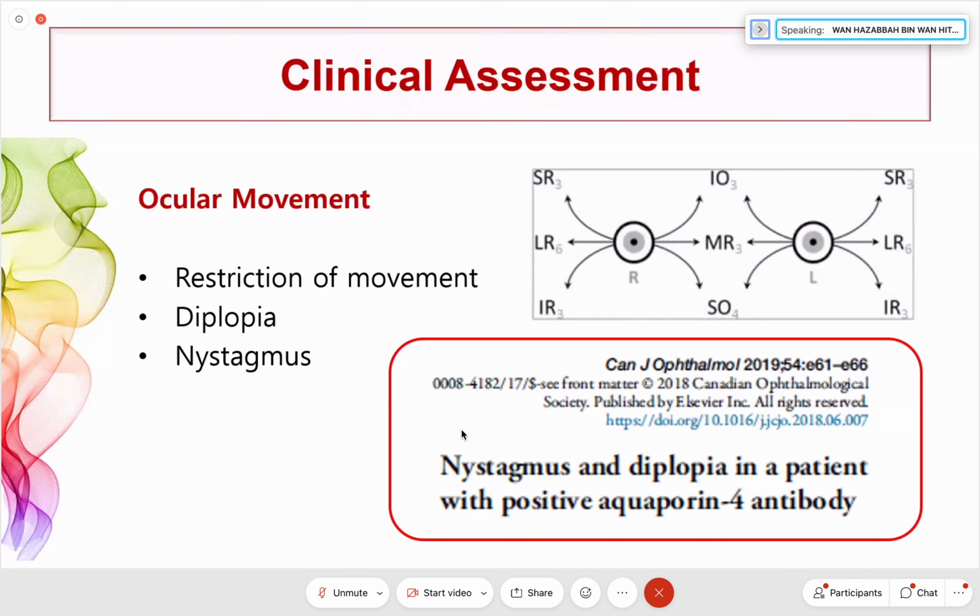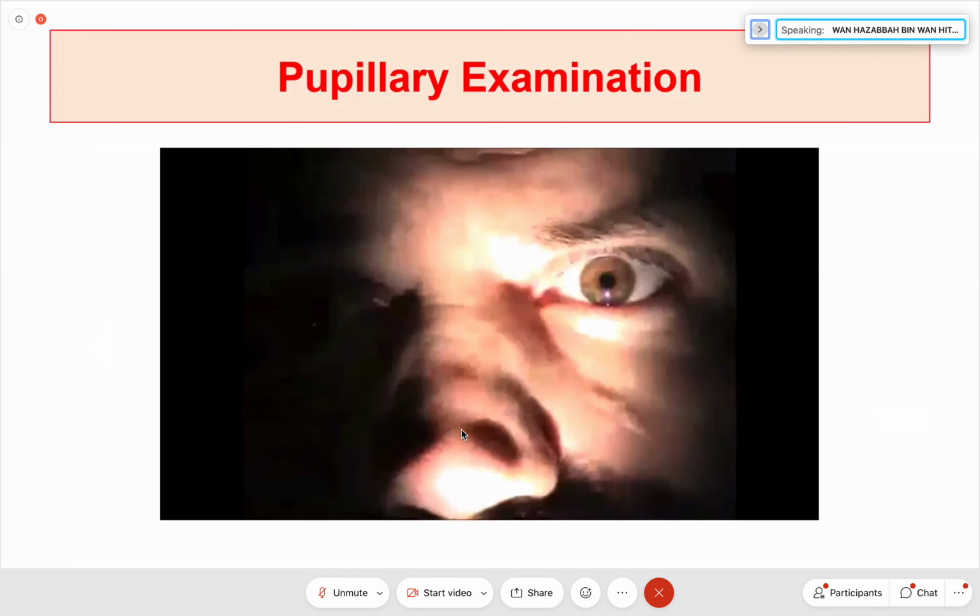In terms of ocular movement, sometimes the patient may present with some restriction of movement, which is associated with MS or NMO. Some may present with diplopia and also nystagmus, but it is quite rare. So you can actually report this. We have one case of NMO that presented with nystagmus and diplopia.